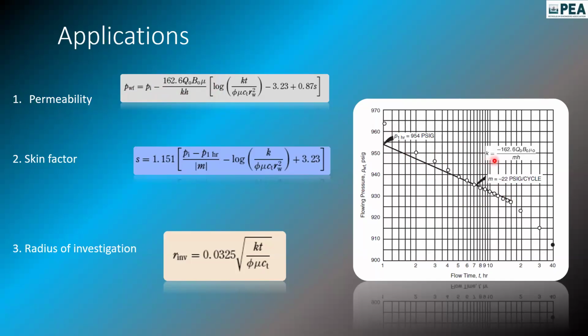You can see here, K is equal to minus 162.6 Q naught B naught mu naught by M into H. Here, the same term is there. In place of K, M was written. So what is M? It is the slope of all these points. So that is equal to K. Just take M to the LHS and K to the RHS. Like M is equal to, so all these values you will get.